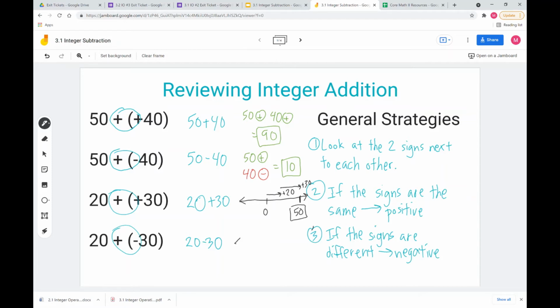And then for this next example, 20 minus 30, well, we start at 0. We go 20 to the right because it's positive. And then we go back 30 because it's negative 30. And we're going to be left with an answer that is negative 10.